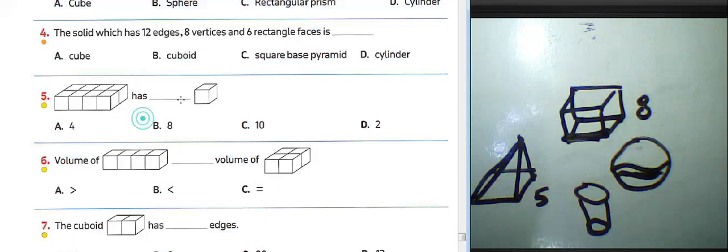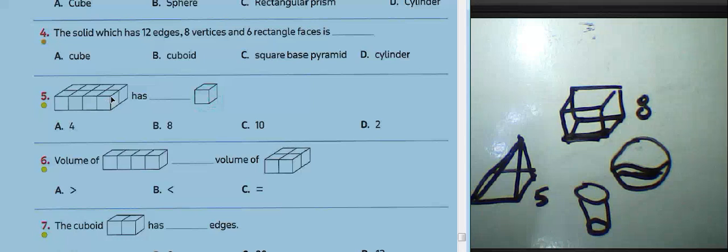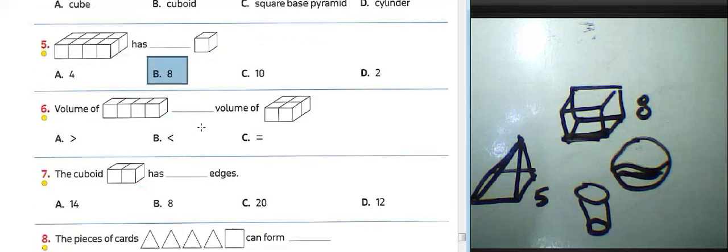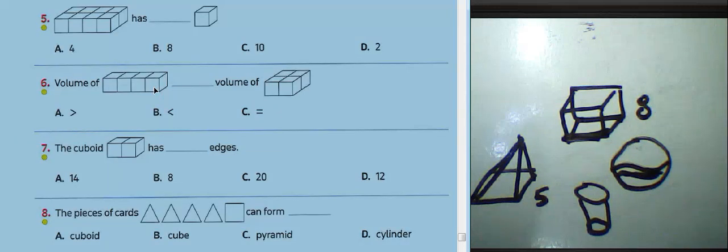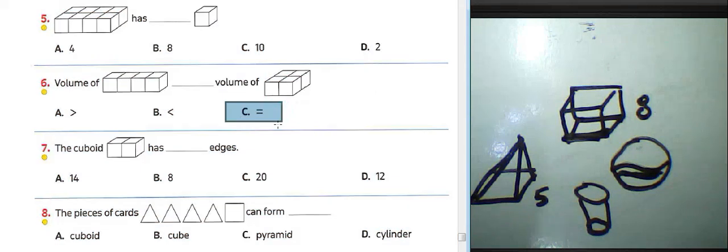Question number 5. How many cubes here? We can count 1, 2, 3, 4, 5, 6, 7, 8. 8 cubes here. The volume of the first or the second, we can find the volume by counting all the cubes here. 1, 2, 3, 4. We have 4 cubes here. And here, how many cubes? 1, 2, 3, 4. So it's equal. The volume will be equal.